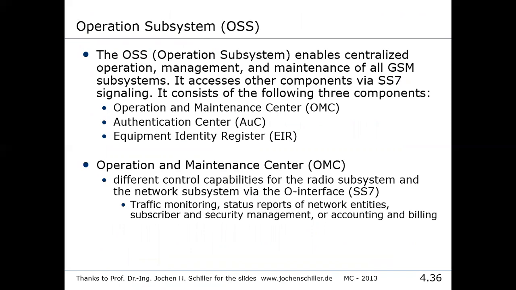It consists of the following things like OMC, authentication center, and EIR. What is OMC? It has different control capabilities for the radio subsystem RSS and the NSS via the O interface. Okay, the interface that is used here is O, and it uses SS7. So it monitors traffic, reports the status of all the network entities within the OSS, subscriber and security management, accounting and billing.